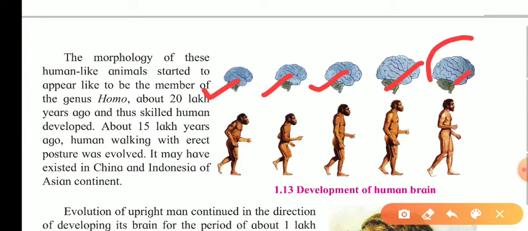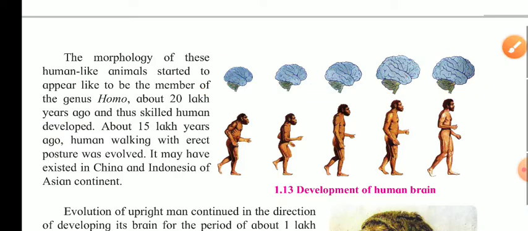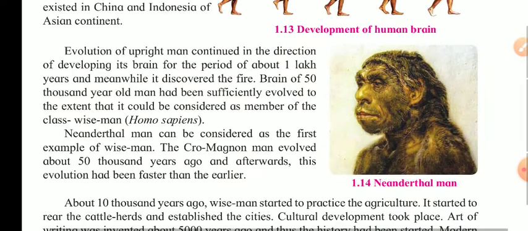Now in the next picture they have shown the size of the brain. You can see it's enlarging, and they have shown the development of the human brain here. The morphology of these human-like animals started to appear like members of the genus Homo. About 20 lakh years ago, the skilled human developed. About 15 lakh years ago, humans walking with an erect posture evolved, and they may have existed in China and Indonesia of the Asian continent.